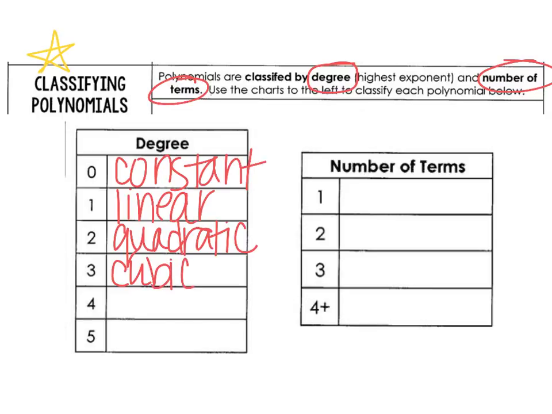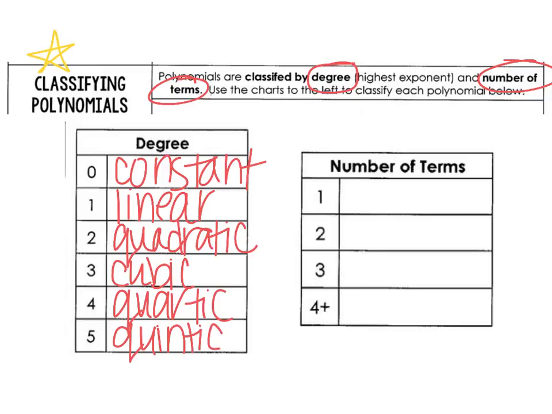If the highest degree is x to the fourth or y to the fourth, all right, so 4 is the highest degree, we call that a quartic function. And if the highest degree is 5, so it's a 5th degree polynomial or x to the 5th, we call that a quintic polynomial.